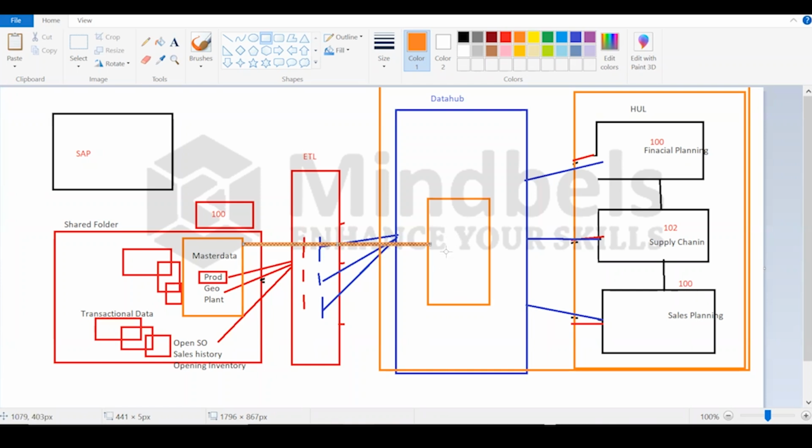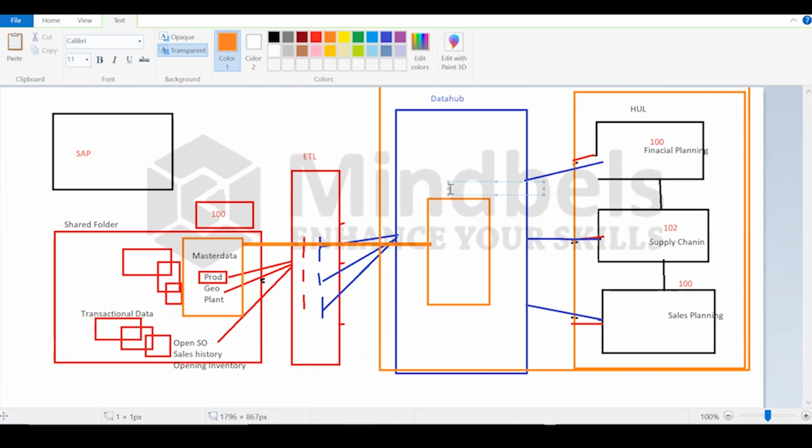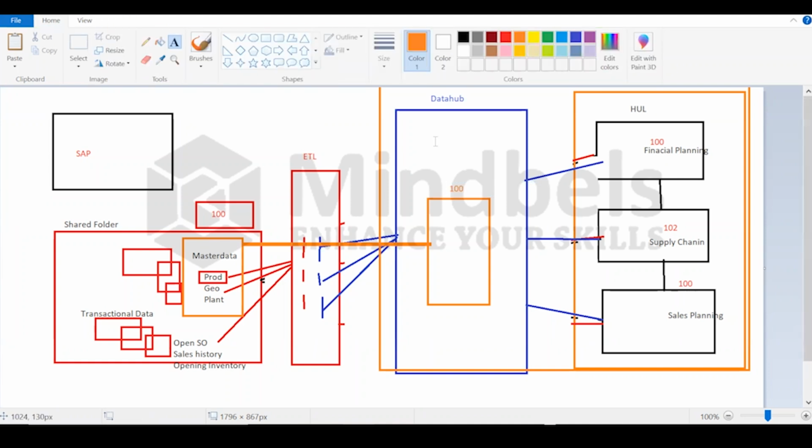Now, are there any deviations happening here? Here there are 100 products. Here there are also 100 products. Correct? Here I am having 100 products of data. The same data I am just pushing from here to here. The same 100 products are also available here.